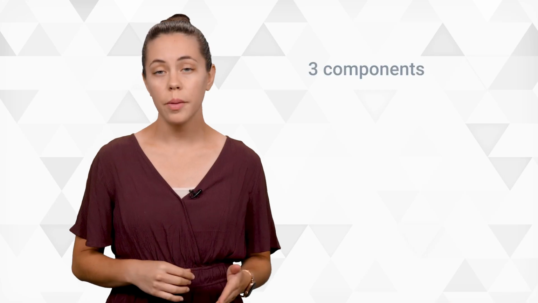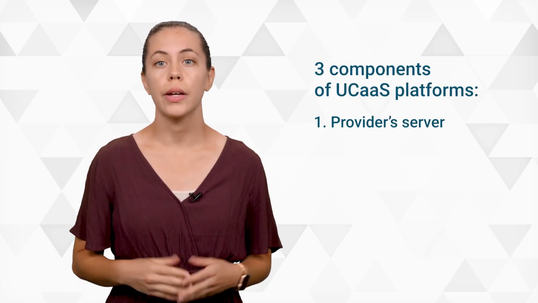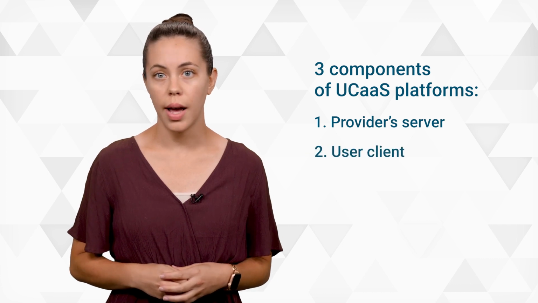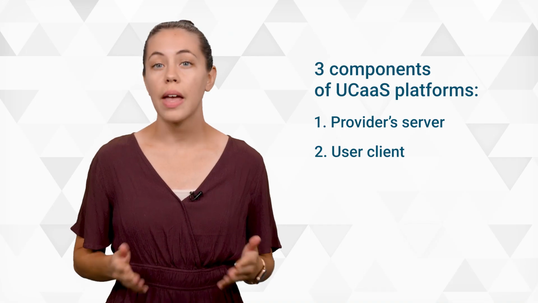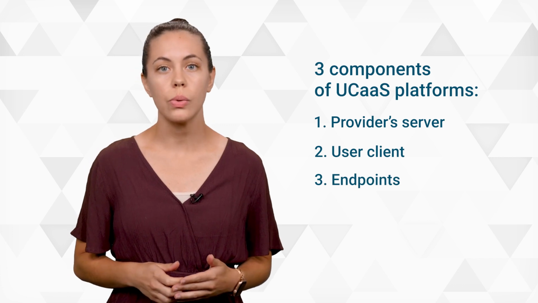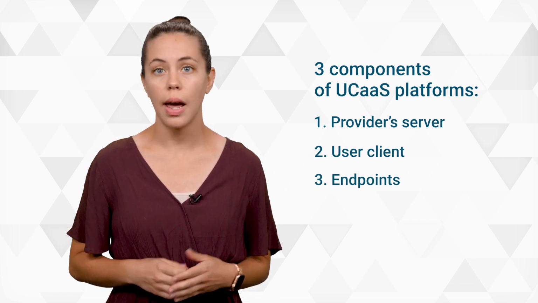UCaaS platforms are typically made up of three main components. One component is an application server run by UCaaS providers in data centers. These servers can also be hosted in third-party data centers or on public cloud platforms like AWS, Google Cloud, or Microsoft Azure. The second component is a software client that's downloaded onto user devices or accessed via web browsers using WebRTC or plugin. Third are the endpoints, the phones, video conferencing tools, or whiteboards that customers use to access their UCaaS platform, either over the public internet or through private wide area network links.